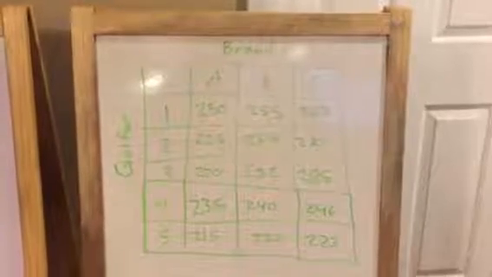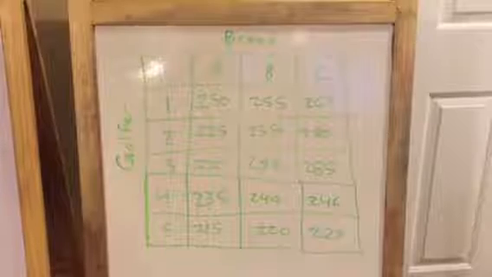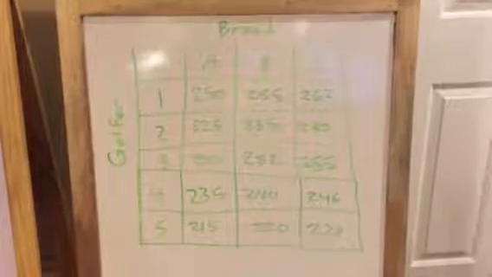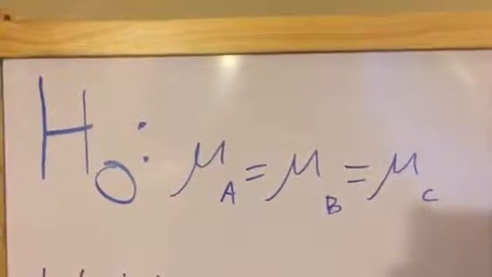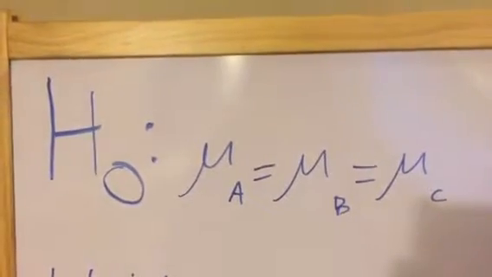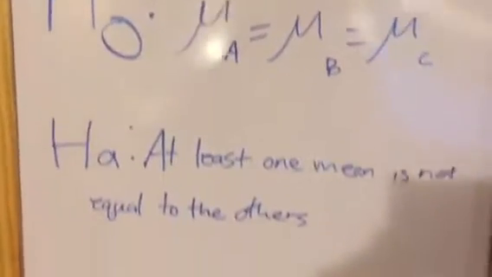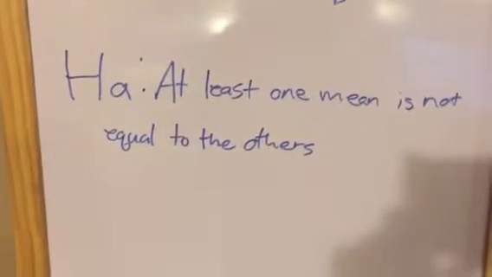Here's the data we found for 5 golfers who hit golf ball brands A, B, and C in a randomly assigned order. The null hypothesis is that the mean distance traveled by brands A, B, and C is the same. And the alternative hypothesis is that at least one mean is not equal to the other means.